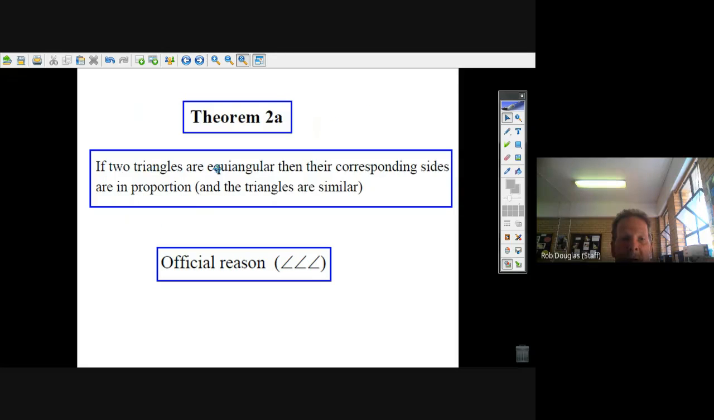If two triangles have equal angles, are equiangular, then their corresponding sides will be in proportion, and we'd say the triangles are similar. If you ever do that, you show that they're proportional, and you use the reason that you've matched up their angles, you write angle, angle, angle. So they must be in proportion if they've got the same angles.